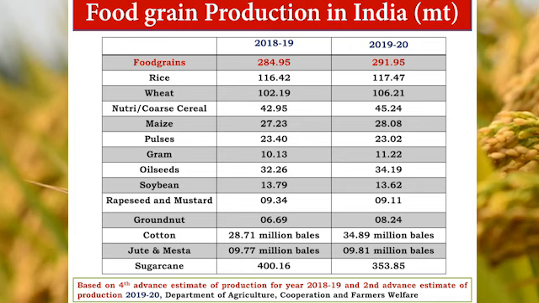So the total food grain production in the year 2019-20 is 291.95 million tons. If we segment this food grain data or if you look crop wise, then coming to rice, the total production of rice in 2019-20 is 117.47 million tons. Wheat 106.21 million tons.